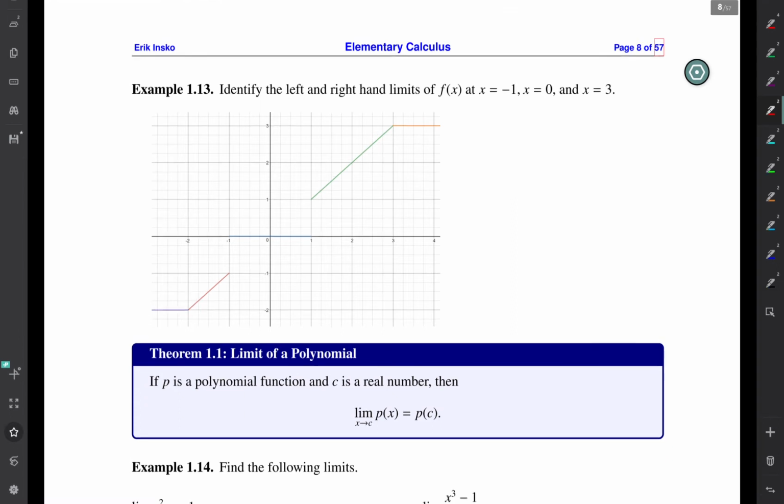Okay, we're going to continue with another example of calculating left and right hand limits at different points. So if this is the graph y equals f of x, then I want to find the left and right hand limit at x equals -1, x equals 0, and x equals 3. So first let's figure out left and right hand limit at x equals -1.